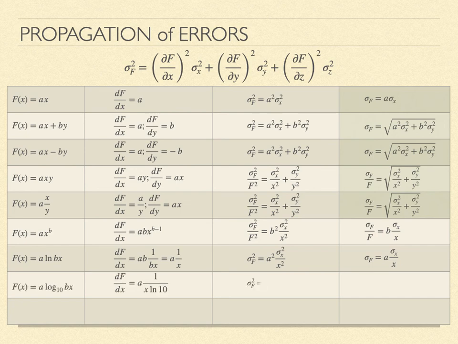The similar thing happens if you use base 10 logarithms. You just have to include the scaling factor of ln 10, which is about 2.303, to convert the natural logs to the base 10 logs. Again, the relative standard deviation becomes the absolute standard deviation.